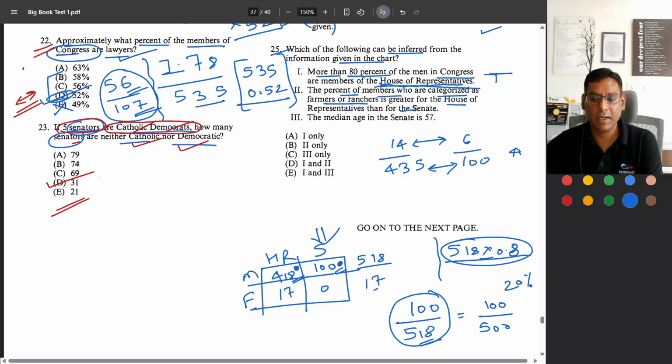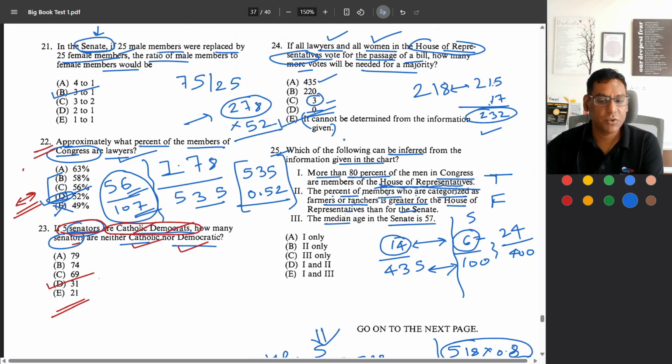Correct. So if for the Senate this base had to be something around 400, the numerator would have to be something around 24, for them to be equal. Obviously this is much smaller. This is much bigger. That means the percent is higher in Senate. The percent of members who are categorized as farmers is greater for the House? No, it's not greater for the House. It is less for the House. This is false. Okay. Median age of Senate is 57. Let's look at the age.